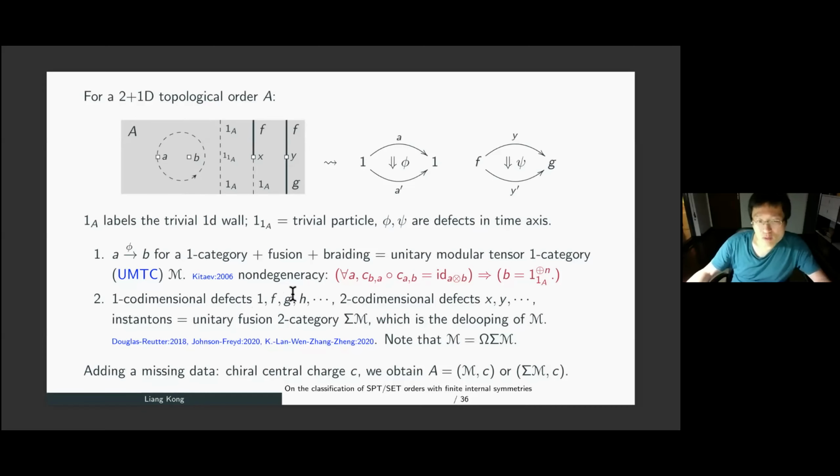Why? Well, you can imagine, right? The codimension 1 defects are 0-morphisms, and the codimension 2 defects are 1-morphisms, and the codimension 3 defects, that's the defect in the time axis. I didn't draw the time, okay? You can also insert defects in the time axis, that's the instant time. Then they form a 2-category.